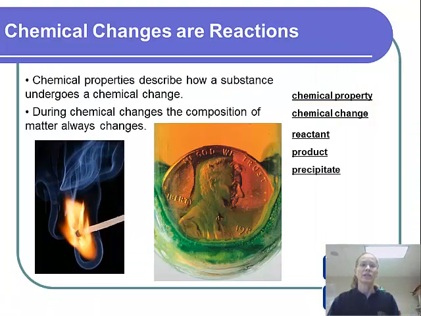So again, during chemical changes, the composition of the substances that are reacting changes and a new substance forms. On the left-hand side, when the match burns, it will not resemble the matchstick. It will be a new substance when it is done burning. The copper penny on the right-hand side is reacting with nitric acid and forming a new compound as well.